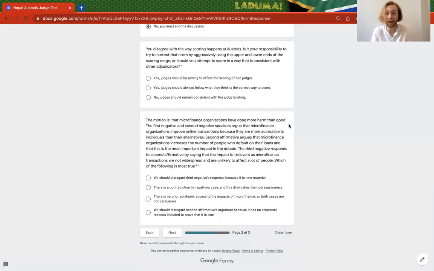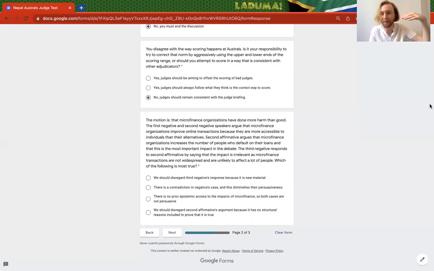Next question is about scoring. The correct answer to this is just you should remain consistent with the judge briefing. People have strong thoughts about scoring, but note that when you judge in a way that is inconsistent, how people do on the tab, how teams perform, ends up becoming a very arbitrary function of which judges they draw, rather than even a consistent but incorrect way, in your opinion, of scoring.